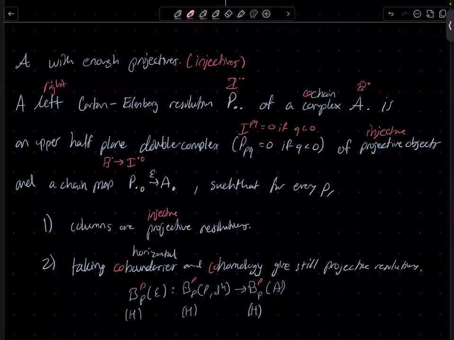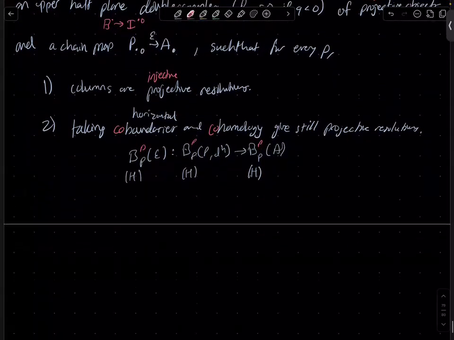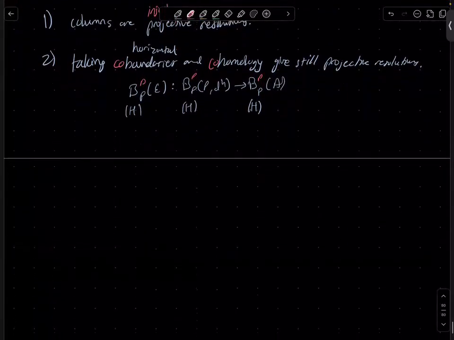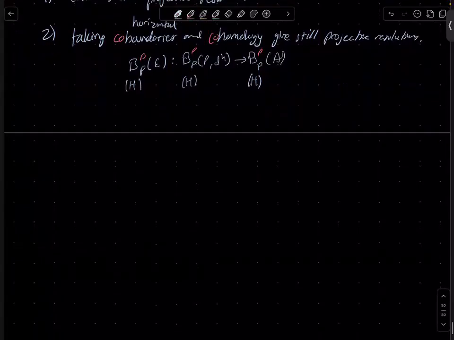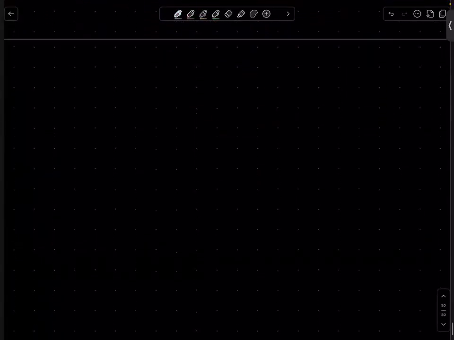It's actually true that having just the boundaries and the homology be projective resolutions also gets you that cycles also constitute, so the horizontal cycles constitute projective resolutions as well. Okay. And just like before, every object has a resolution. So now similarly, every complex has a Cartan-Eilenberg resolution.